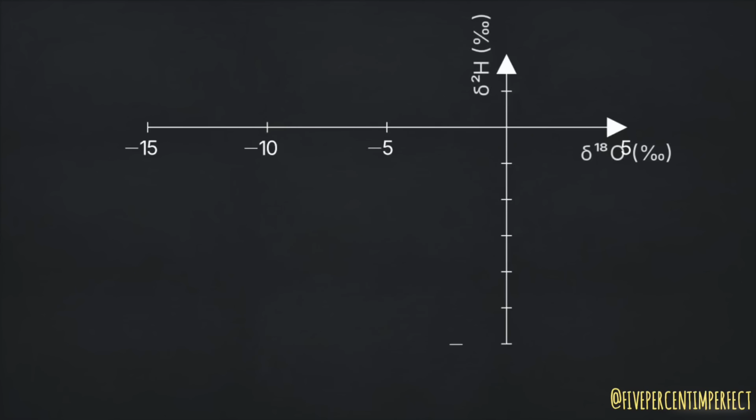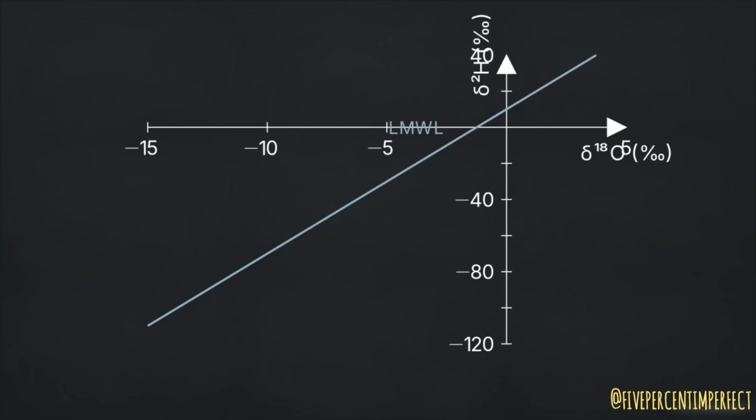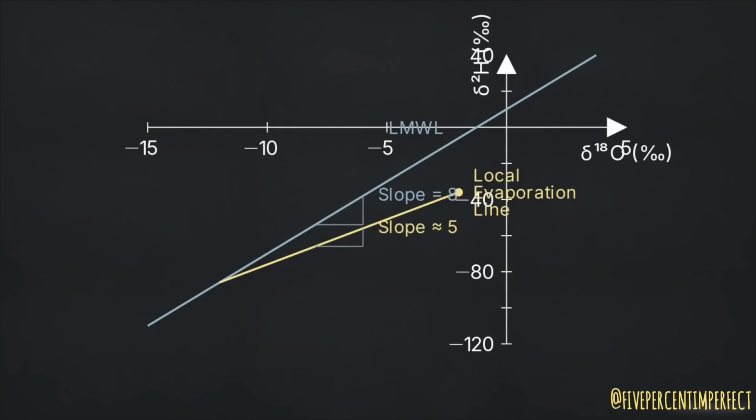The water exits the highway. It drifts horizontally to the right, becoming heavily enriched in oxygen-18. As the water continues to evaporate, it traces a new trajectory known as the Local Evaporation Line. Notice the strict mathematical difference. Meteoric precipitation maintains a steep slope of 8, but kinetic evaporation flattens the trajectory, typically resulting in a slope between 4 and 6.